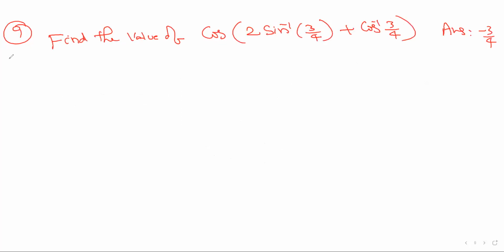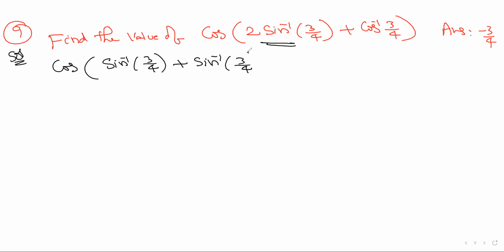Okay, now I am going to explain question number 9. Find the value of cos of 2 sin inverse of 3 by 4 plus cos inverse of 3 by 4. So 2 sin inverse of 3 by 4 can be written as sin inverse of 3 by 4 plus sin inverse of 3 by 4, plus cos inverse of 3 by 4, from the statement given.